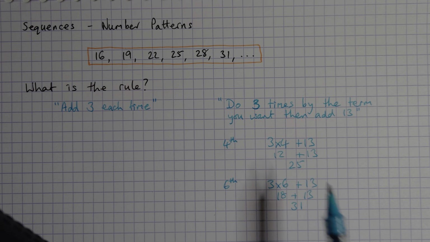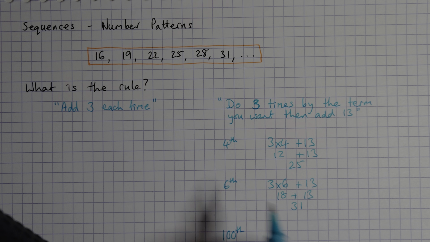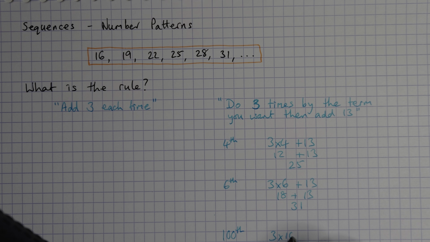This one, however, is ideal. If I wanted to go to the 100th term, no problem. This rule is perfectly happy. So for the 100th term in this sequence, I've got to do 3 times the term. So 3 times 100, add 13. I don't think you need a calculator for that. That's going to be 313, isn't it? 313 will be the 100th one in the sequence.